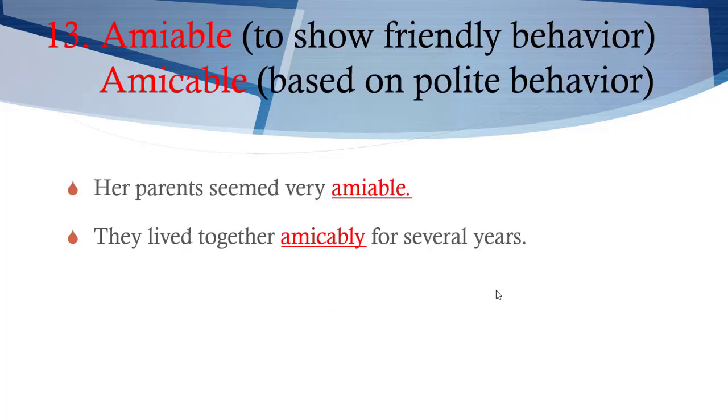Our next group of words is amiable and amicable. The first word is amiable and the second is amicable. The first word means showing friendly behavior, whereas amicable means based on polite behavior. Now we can use amiable in a sentence as, her parents seemed very amiable. And we can use amicable as, they lived together amicably for several years.